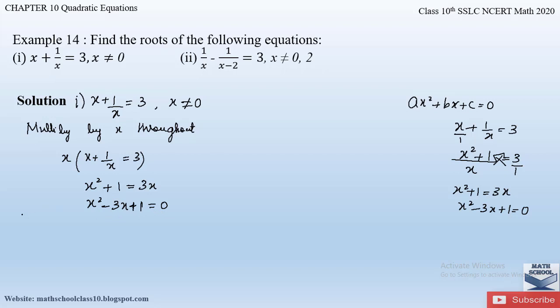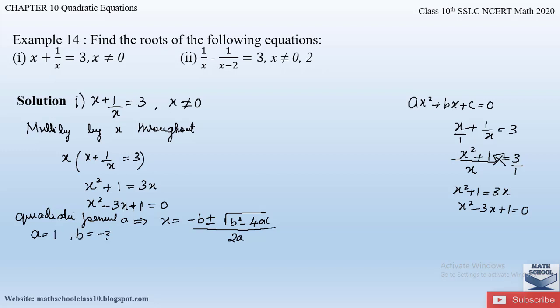Now what is the quadratic formula? The quadratic formula is given by x is equal to minus b plus or minus square root of b square minus 4ac, divided by 2a. Now from the quadratic equation, let us find the a, b and c terms. A is nothing but the coefficient of x square, that is 1. B is the coefficient of x, that is minus 3, and the c value is the constant, that is plus 1.